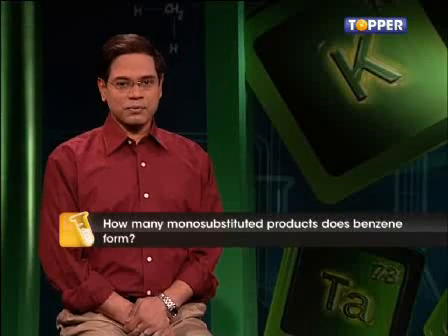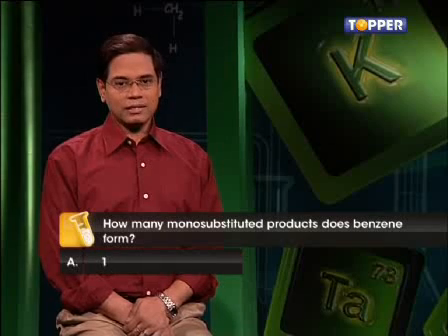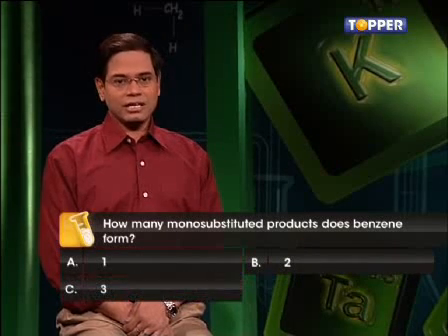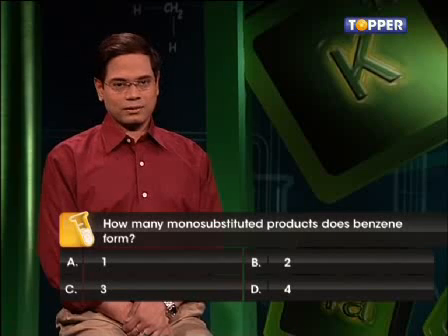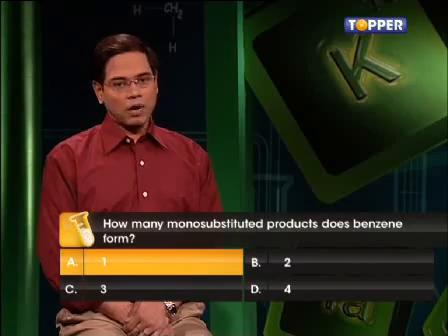How many monosubstituted products does benzene form? A, 1, B, 2, C, 3, D, 4. Well, the answer is A. Benzene forms 1 monosubstituted product.